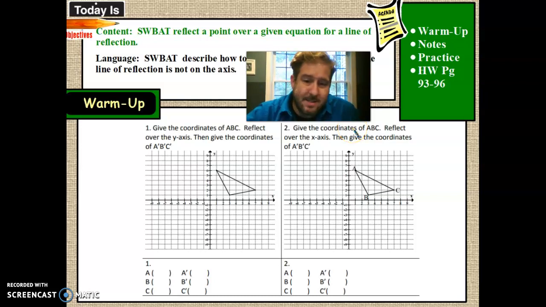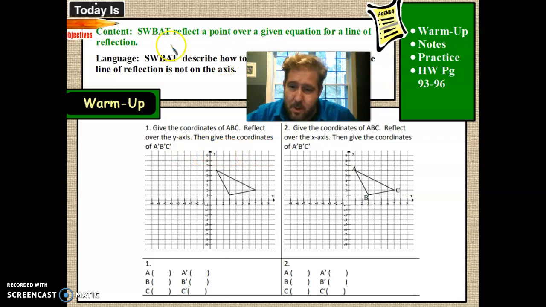All right, welcome back. It's day 6 of Unit 1, Topic 2, and we are going to be reflecting a point over a given line of reflection. And first, we have a warm-up that says reflect over the y-axis.